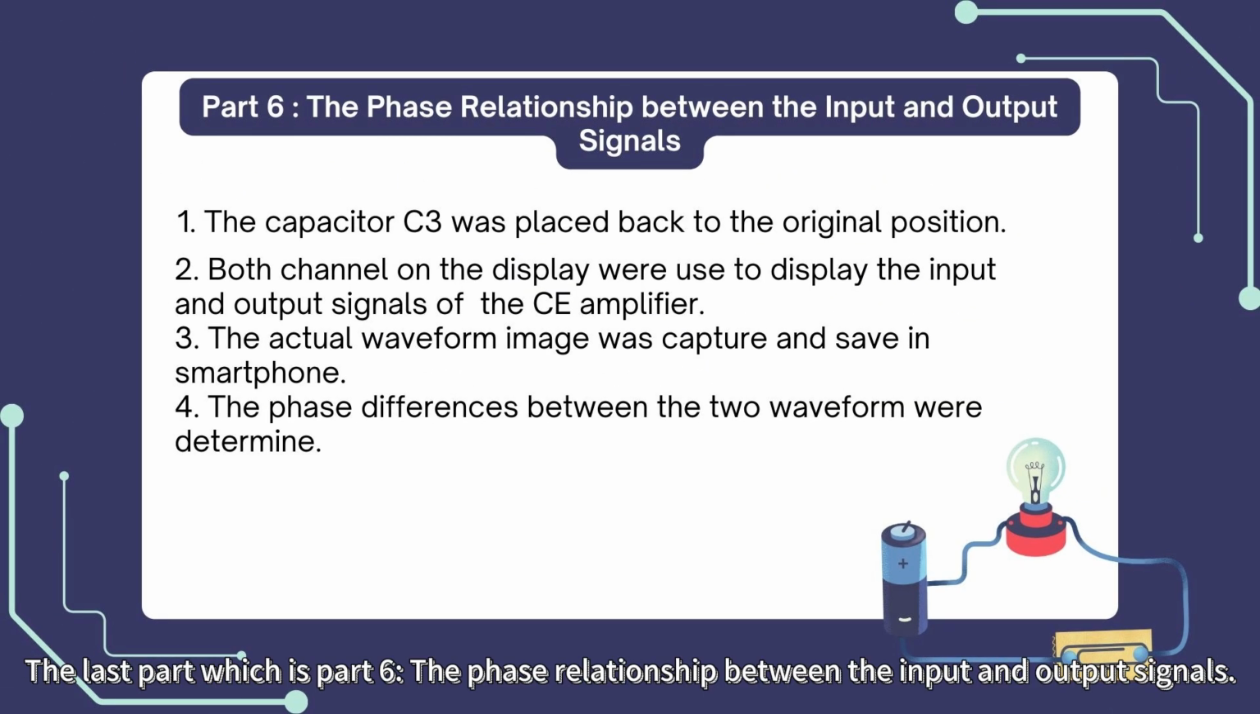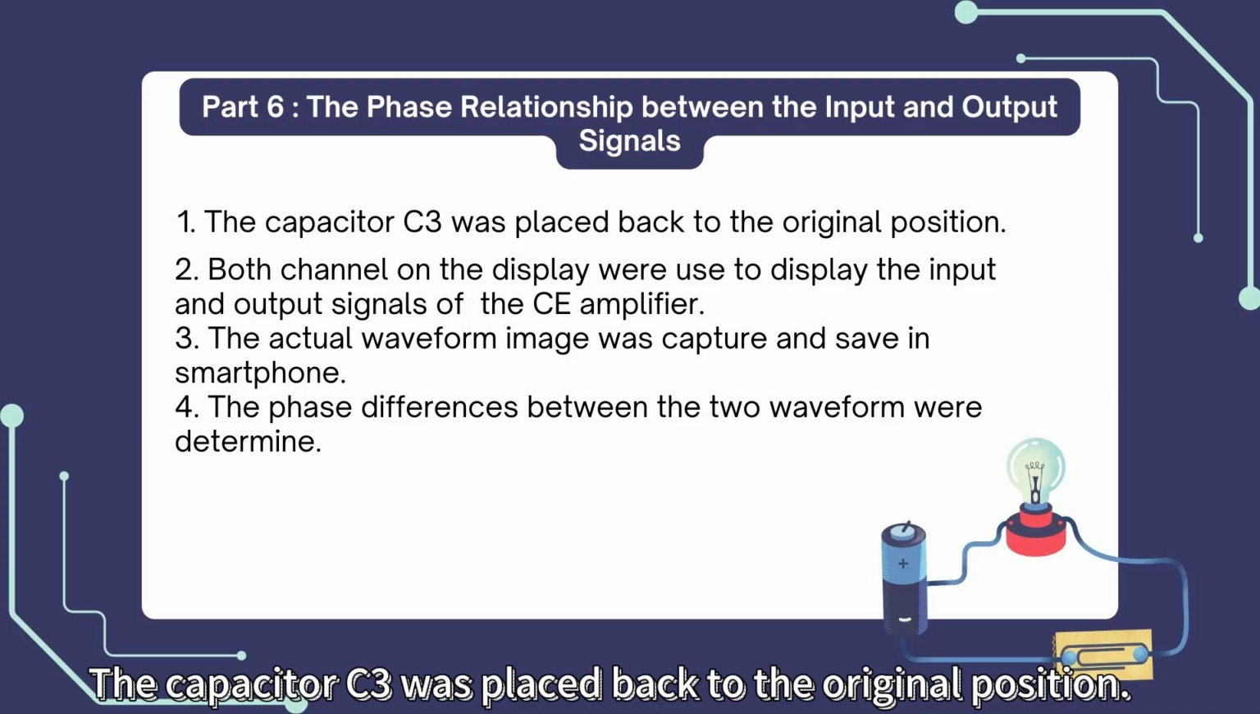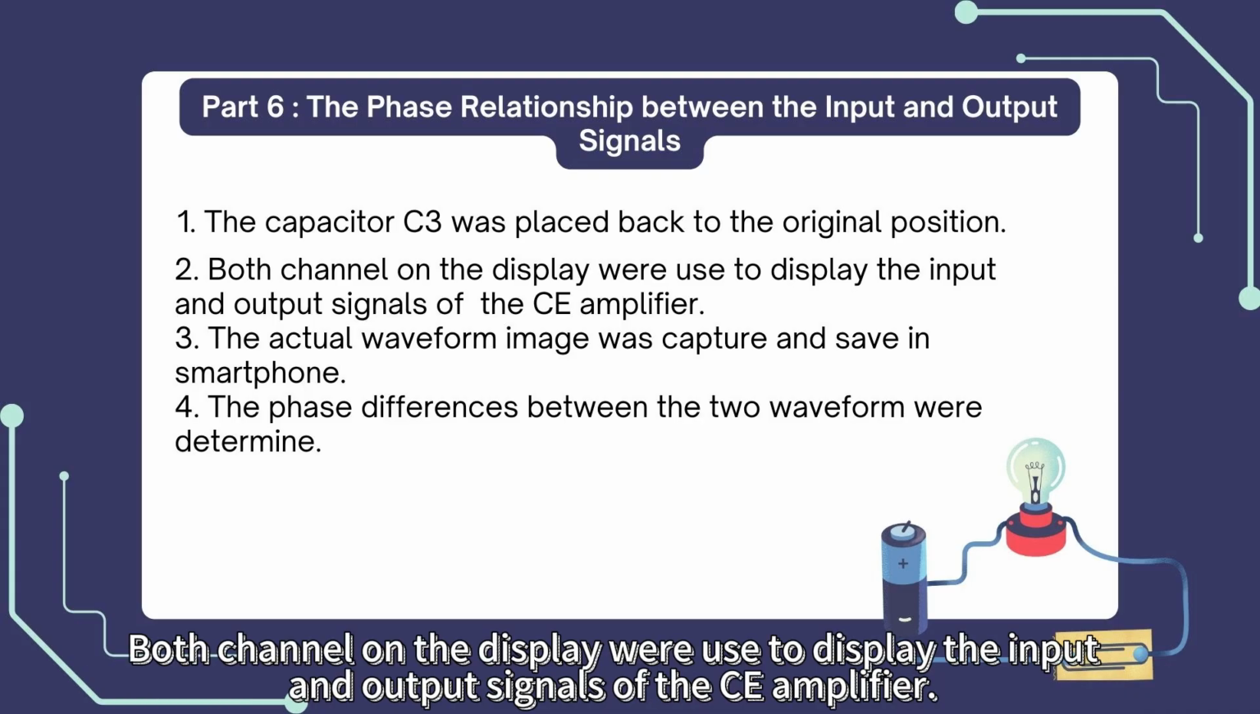The last part, which is part 6, the phase relationship between the input and output signal. First, the capacitor C3 was placed back in the original position. Second, both channels on the display were used to display the input and the output signal of the CE amplifier.